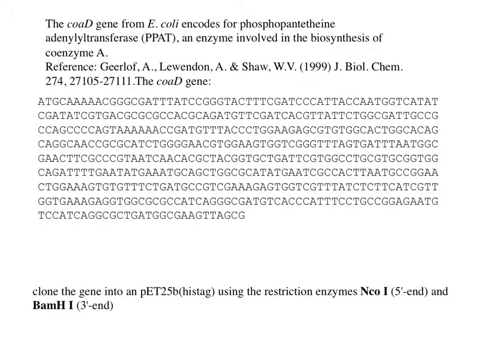So let's look at this example. Here's a gene, the COAD gene from E. coli. This encodes for phosphopantetheine adenylyltransferase, or PPAT, an enzyme involved in the biosynthesis of coenzyme A. And so here's a gene sequence, and you're asked to clone this into the pET25b, which has a His tag, using the restriction enzymes NcoI, which is at the 5' end, and BamHI, which is at the 3' end.